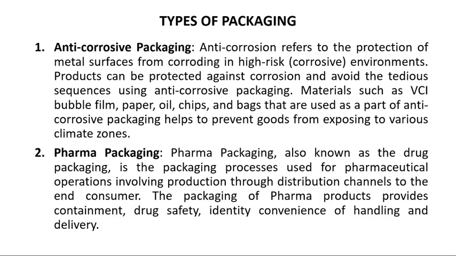The first one is anti-corrosive packing. Anti-corrosion refers to the protection of the metal surface from corroding in a high risk, that is corrosive environment. Products can be protected against corrosion and avoid the tedious consequences using anti-corrosive packaging. Materials such as VCI, bubble film, paper, oil, chips and bags are used as a part of anti-corrosive packaging and help to prevent goods from exposure to various climate zones.